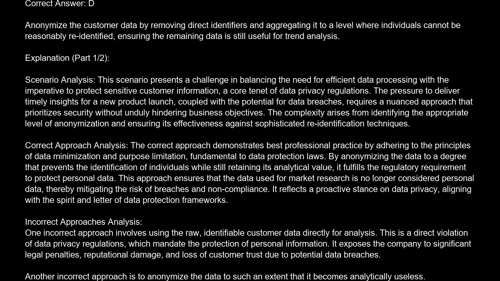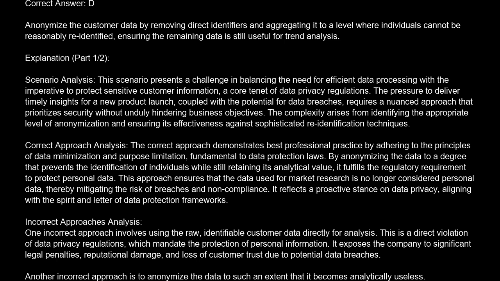Explanation. Scenario analysis. This scenario presents a challenge in balancing the need for efficient data processing with the imperative to protect sensitive customer information, a core tenet of data privacy regulations. The pressure to deliver timely insights for a new product launch, coupled with the potential for data breaches, requires a nuanced approach that prioritizes security without unduly hindering business objectives. The complexity arises from identifying the appropriate level of anonymization and ensuring its effectiveness against sophisticated re-identification techniques.